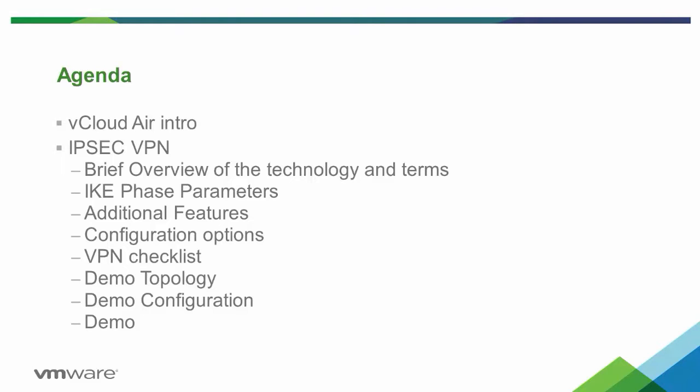There's a VPN checklist that I find is quite handy to use when configuring the VPN and also to troubleshoot if you have any problems. And from then on, we'll be focusing on the demo. So we'll be looking at the topology that we'll be using in the demo, how to configure it, and then actually running through the demo itself.